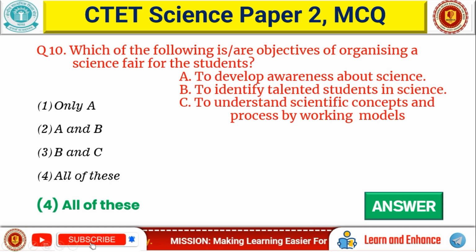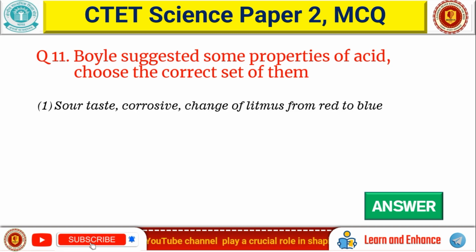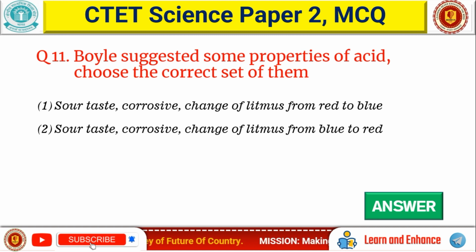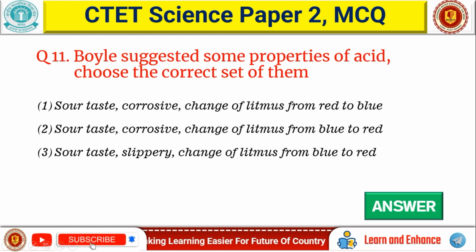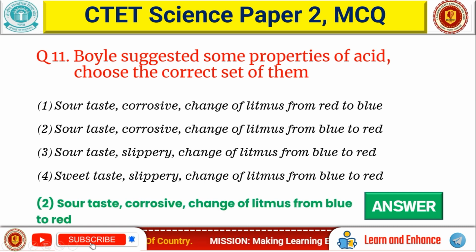Now next question on your screen you can see. Which are the properties of acid? Choose the correct set. First, sour taste, corrosive, change of litmus from red to blue. Second, sour taste, corrosive, change of litmus from blue to red. Third, sour taste, slippery, change of litmus from blue to red. And fourth, sweet taste, slippery, change of litmus from blue to red. I think that second is the appropriate answer of this question. Let's see. Yes, second is the correct answer of this question.